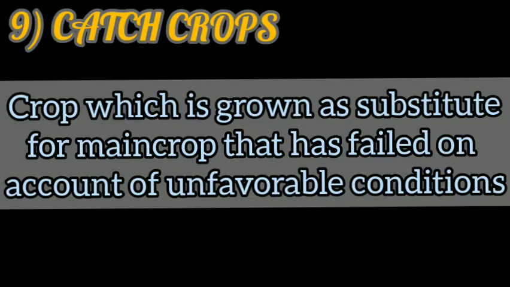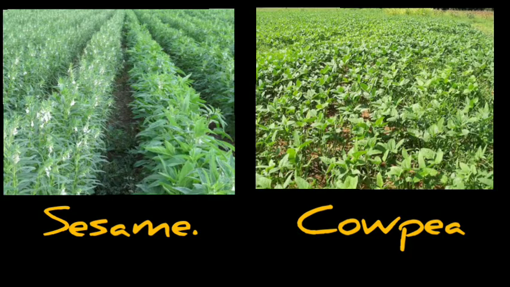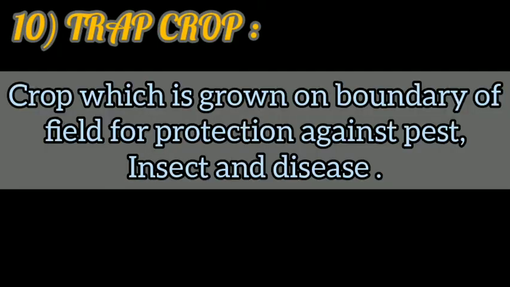Ninth one, catch crops. Crop which is grown as substitute for main crop that has failed on account of unfavorable conditions. Examples: sesame and cowpea. 10th one, trap crop. Crop which is grown on boundary of field for protection against pest, insects and diseases.